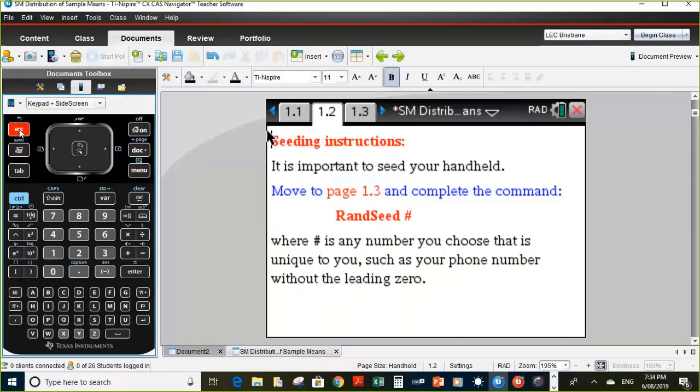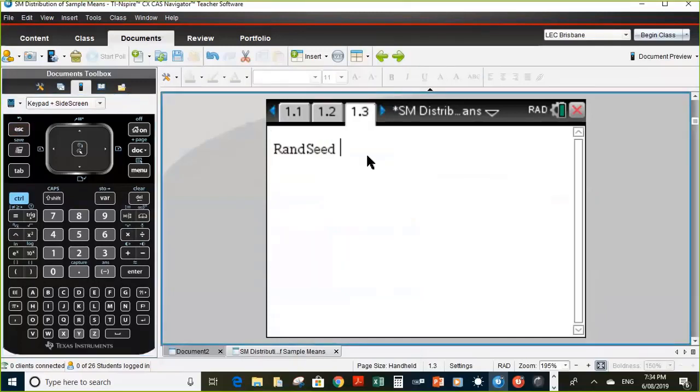So I think it's really important before you do any simulation to use the randseed command to seed your calculator so that you don't have students in the class getting the same results. It would be dangerous in a large class if you said to students, put in your birthday, because in a class of 23, for example, there's about a 50% chance of at least 2 people in the class sharing the birthday. So mobile phone number without the leading 0 would be fine. So this page here is where you would enter that, press enter, and therefore you're away.